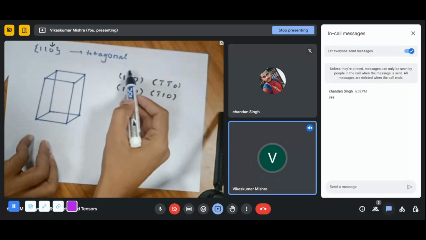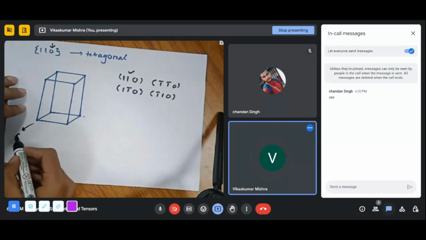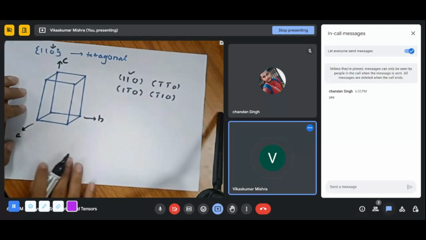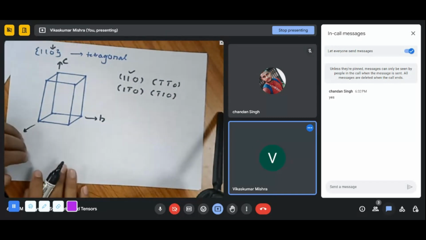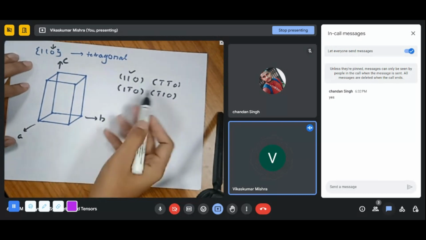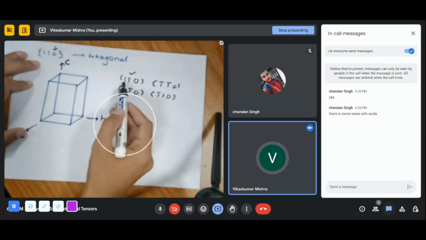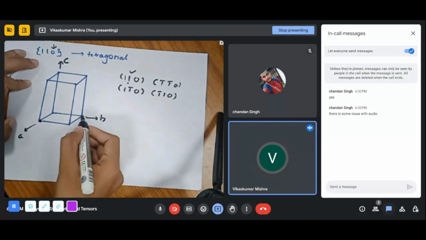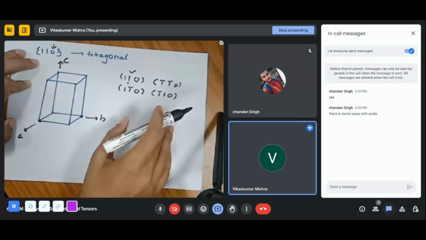Let's draw the first plane. And this is our A axis. This is our B axis. And this is a C axis. Let's draw the first one. That is, it is cutting A at the 1, B at the 1 and C at the 0. Quickly we can know that this will be nothing but this. And C at the 0 means, sorry, it's not cutting C at 0. It is cutting C at infinity.